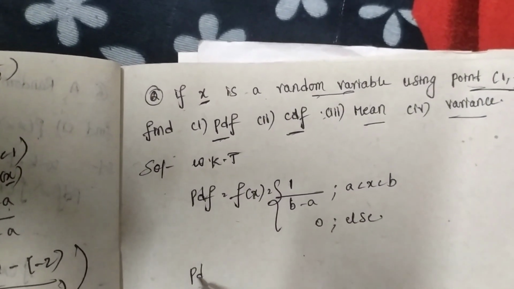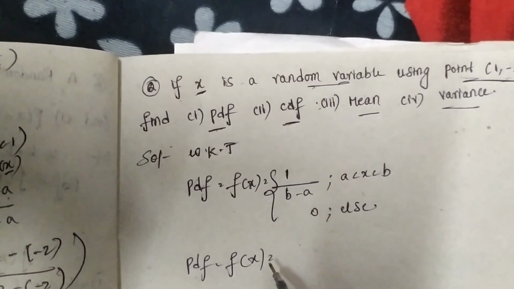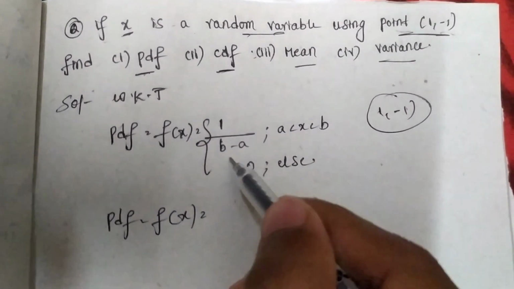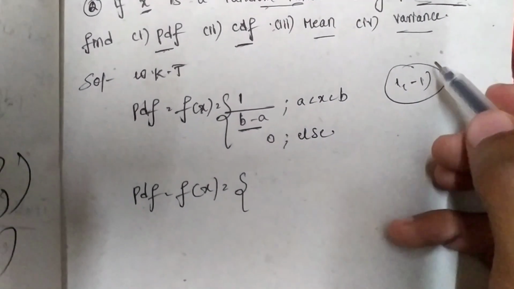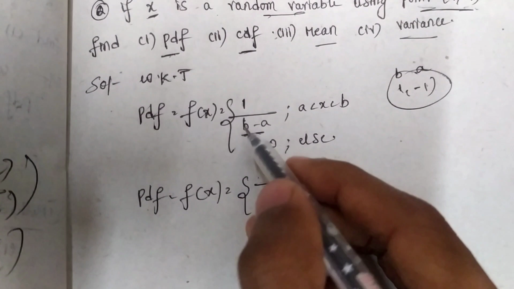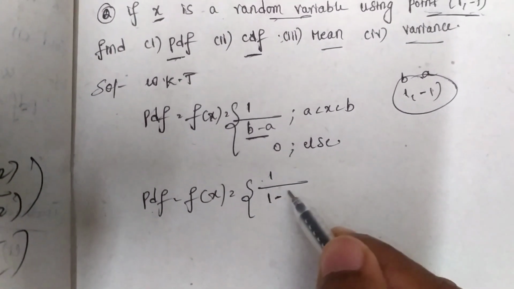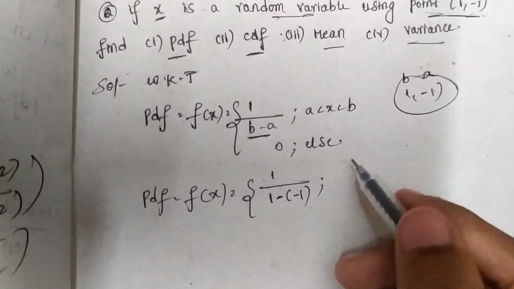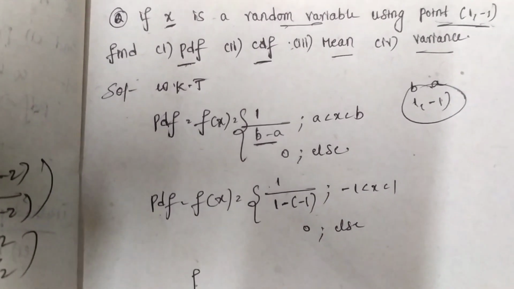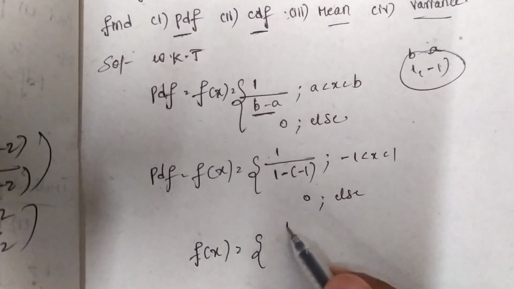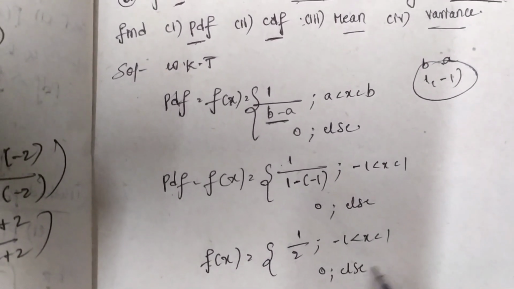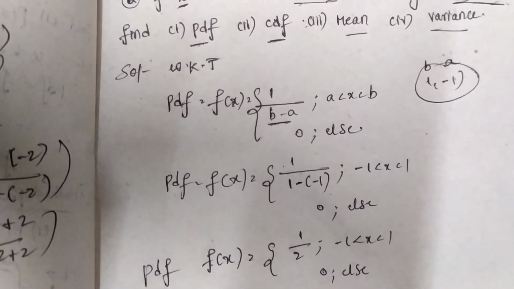So PDF equals small f of x. Here the point is given as 1 comma minus 1. This point will be substituted in the place of a and b, taking the bigger value as b and the smaller value as a. Substituting, 1 is b and minus 1 is a. In place of a and b, minus 1 less than x less than 1, 0 for else. We get PDF f of x equals 1 by 2, for minus 1 less than x less than 1, 0 for else. This is the probability density function we get.